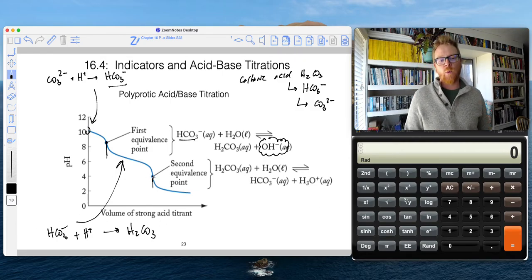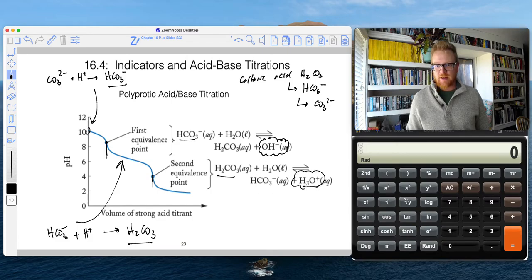And now when we hit our second equivalence point, we've completely consumed our bicarbonate. So now we only have carbonic acid left. This second equivalence point will actually be acidic because my carbonic acid is a fairly okay acid, and it will go on to produce H plus, okay?